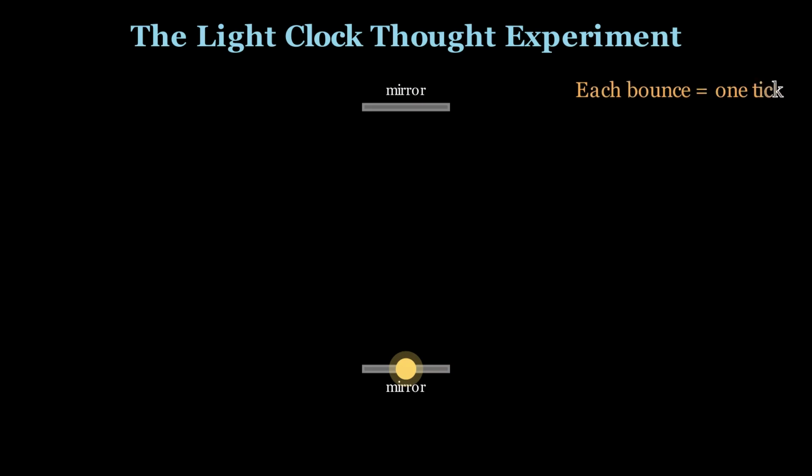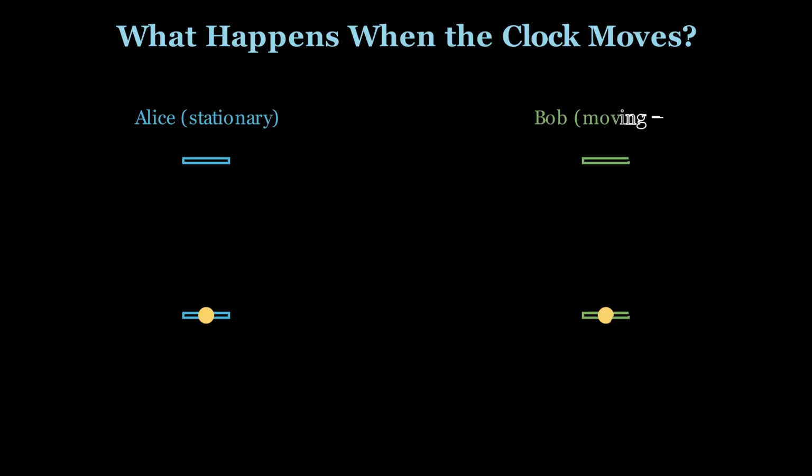Alice is standing still, watching her clock. Bob is moving past her at high speed, with his own identical clock. They both start at the same time. From Alice's perspective, Bob's photon has to travel a longer path. Instead of just going straight up and down, it travels diagonally as Bob moves forward. Think about it like throwing a ball straight up in a moving car. From outside, the ball follows a diagonal path.